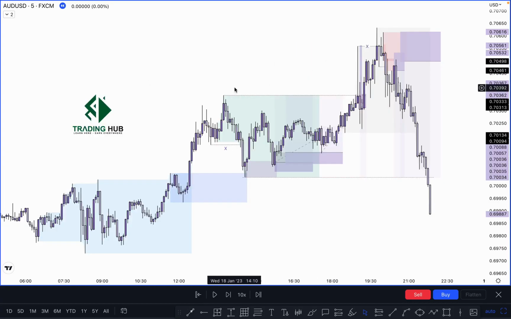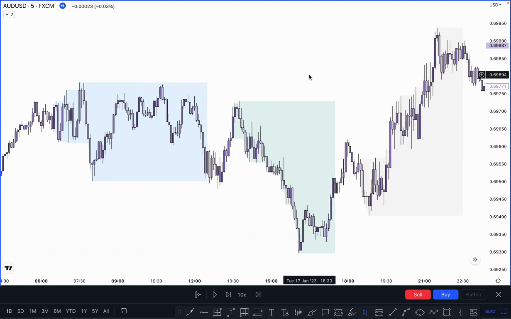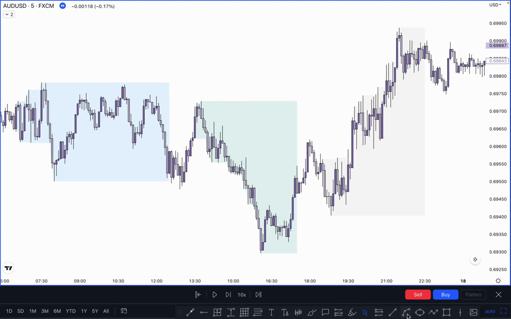So these are entry plans when the market takes out the inducement, when the market sweeps the previous session high. Let me show you one more example here. You can see these are previous examples. What happened here? You can see this one is our Asian session.